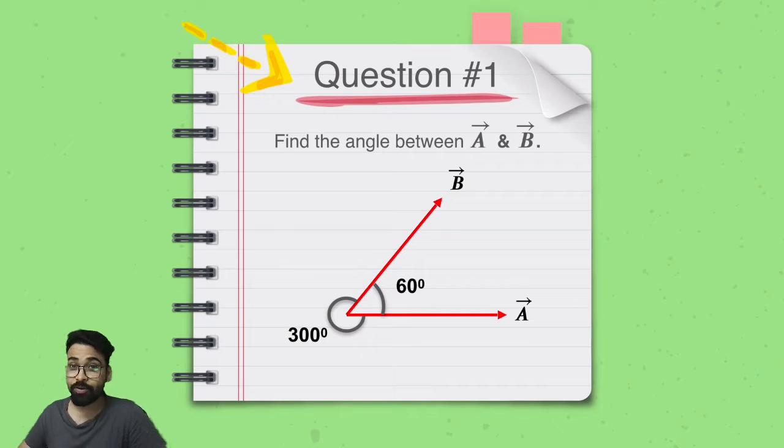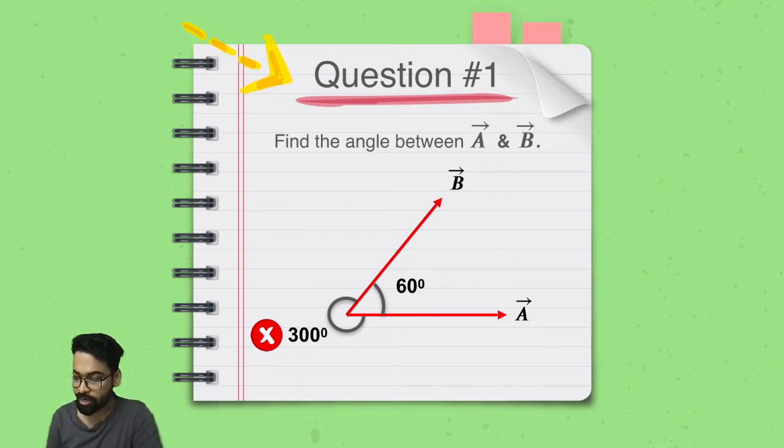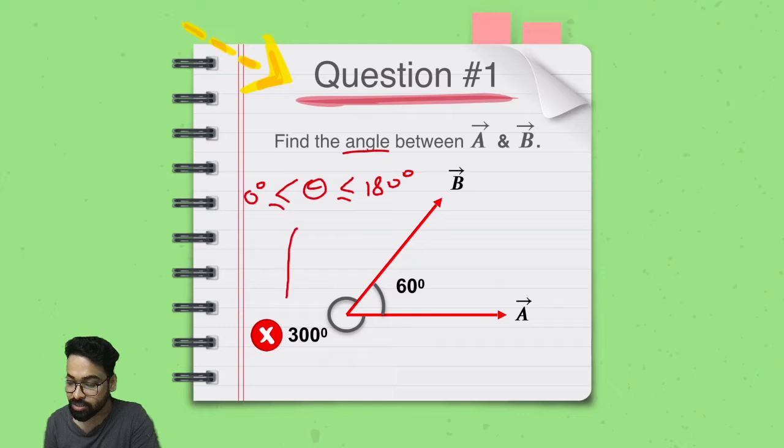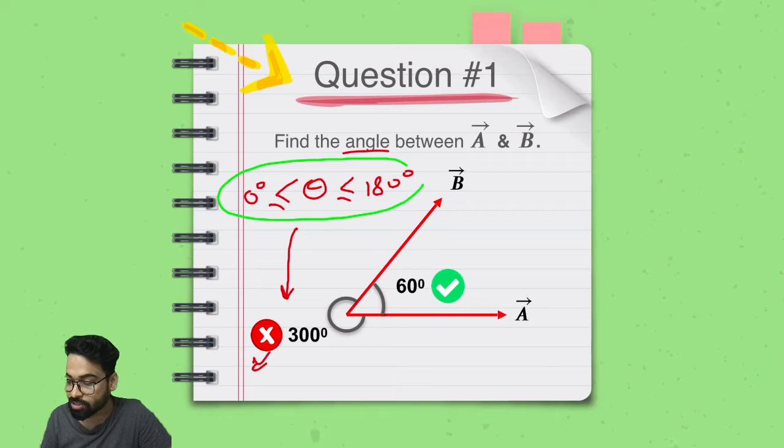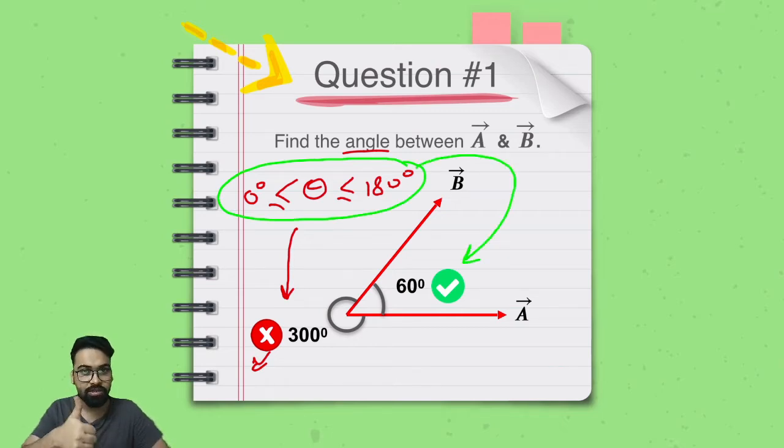Which one should be the angle between A and B? Is it 60 or is it 300? I think we have learned we have to take the lesser of the angles, and if we remember that, we can say 300 degree is ruled out of contention. Why? Because we knew that this angle theta must lie between 0 degree to 180 degree, and that means this 300 is a wrong option. What about the 60 degree option? You will say that appears to be the correct one because it lies between this range. So that is absolutely correct. A thumbs up, right? Let's take question 2.